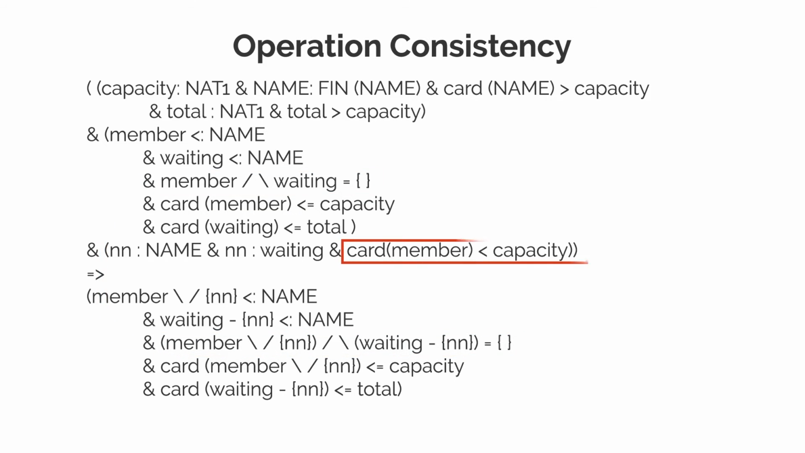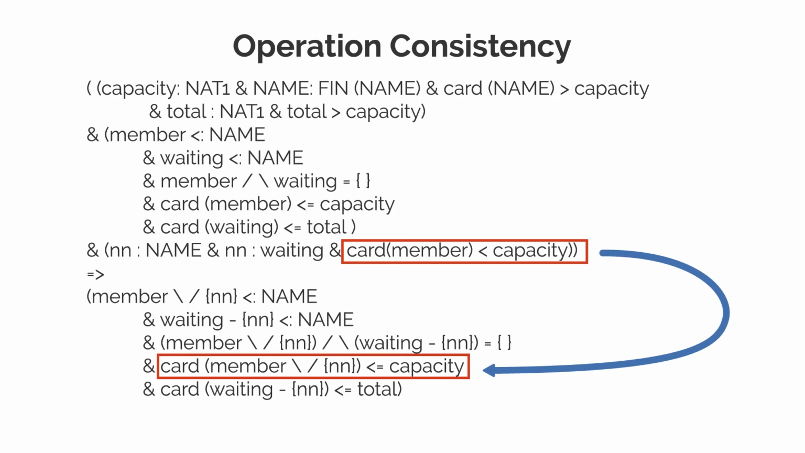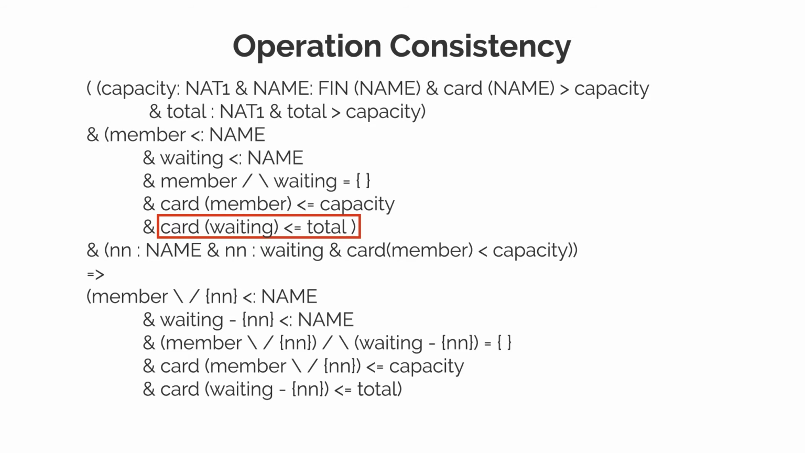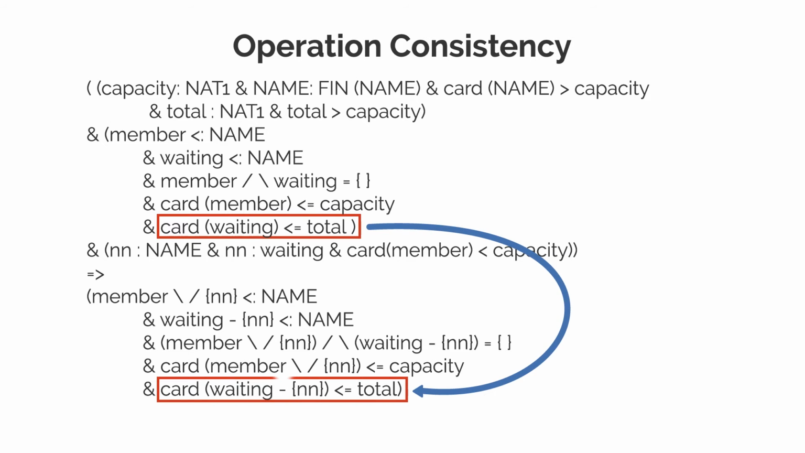Next, we know in the left-hand side that the cardinal of member is less than capacity. Then, of course, including one element in that set will give us a set whose cardinality is less or equal than capacity. Finally, we have that the cardinal of weighting is less or equal than total. Then of course, removing any element of weighting will still give us a set with a cardinality less or equal than total. And that finishes the consistency proof of our club machine.